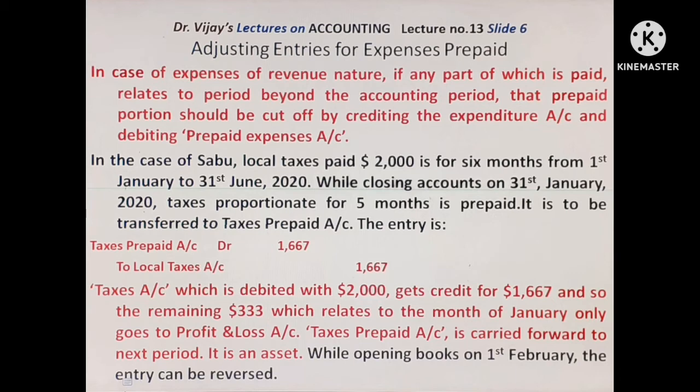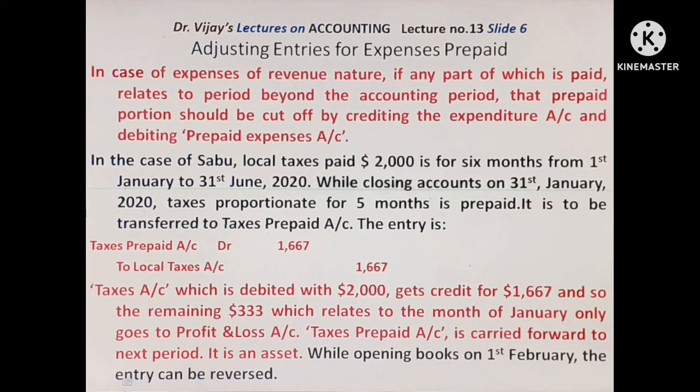Taxes account, which is debited with $2,000, gets credit for 1,667, and so the remaining 333, which relates to the month of January, only remains in that account, and that only will go to profit and loss account. Taxes prepaid account is carried forward to the next period.